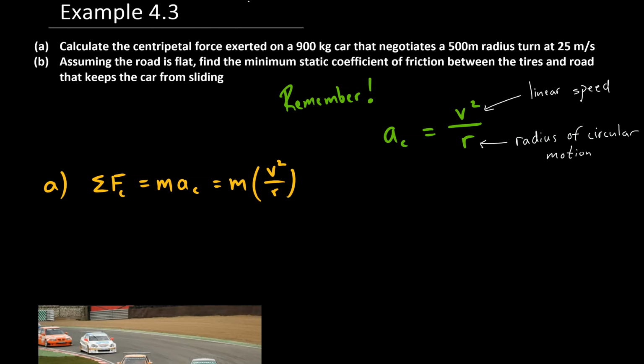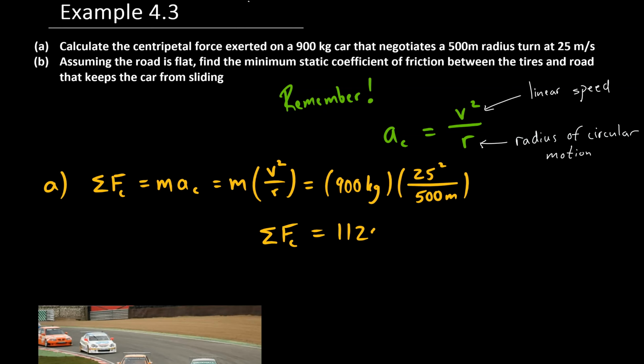The reason why we know to do that is we have a speed and we have a radius. So we want to use the quantities that we're given. And now it becomes just plugging in our values and chugging away. So the mass is 900 kilograms, the speed is 25 meters per second, and the radius is 500 meters. And when you multiply all that out, we end up with a net centripetal force of 1,125 newtons, which is exactly what it was asking us to solve for.